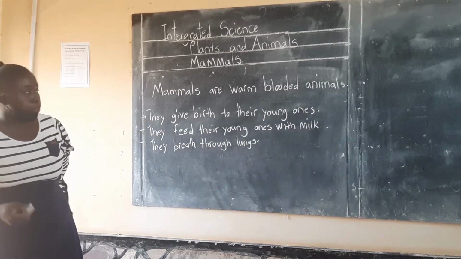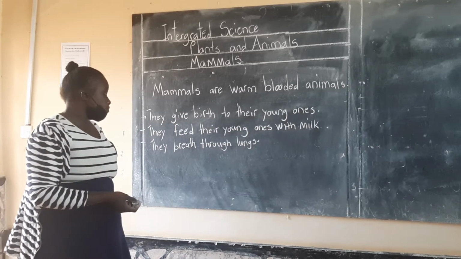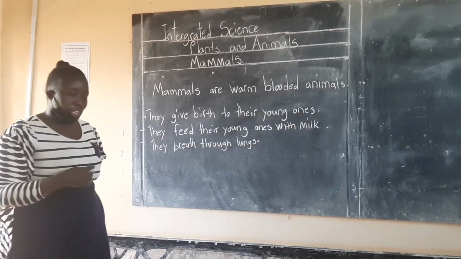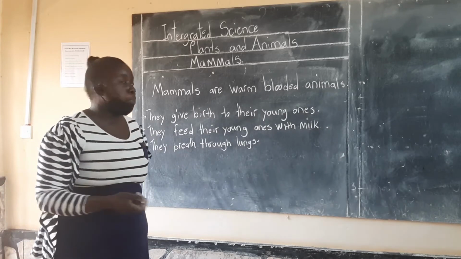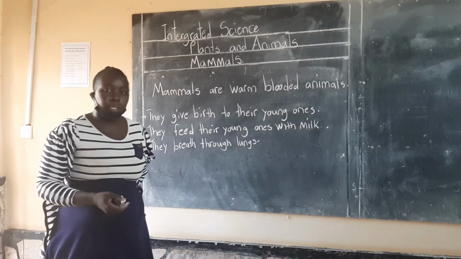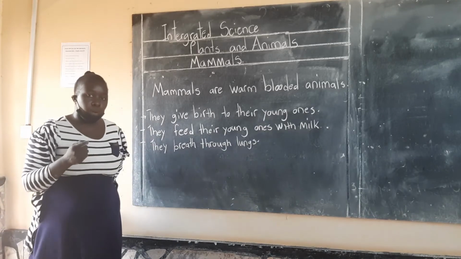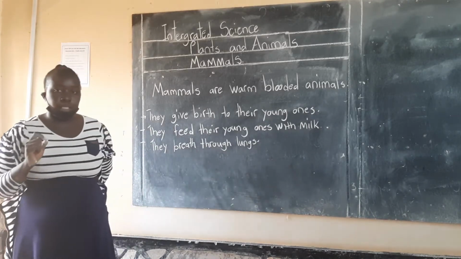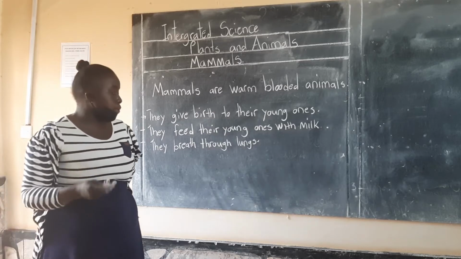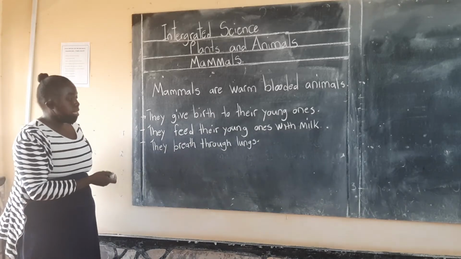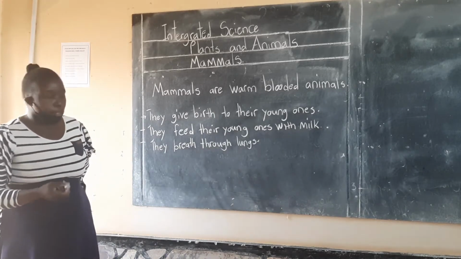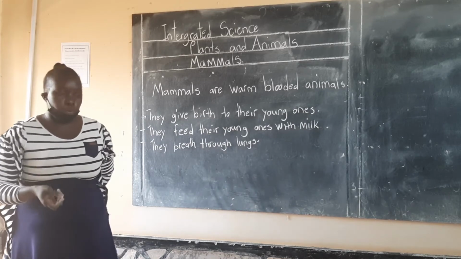I'll give you an example of a fish. A fish cannot be part of mammals. Reason being, one, it breathes through gills. But with mammals, they breathe through lungs. All mammals breathe through lungs.